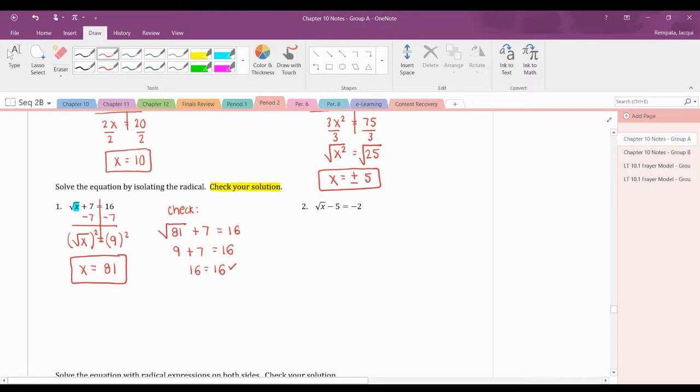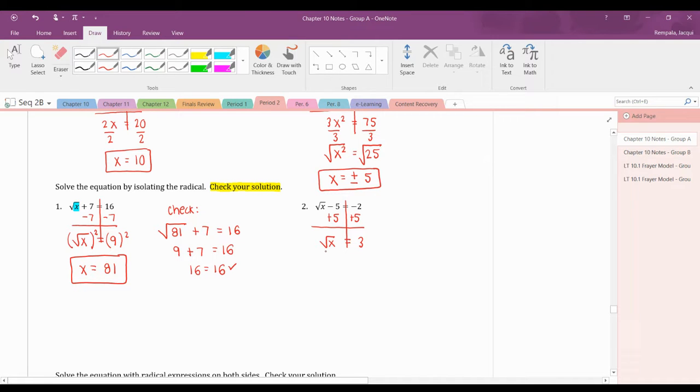In the second example, start off with the same thing. We have the square root of x minus 5 equals negative 2. Numbers that are outside of the radical need to be moved to the other side so we can get that radical by itself. Because we start with a negative 5, we want to do the opposite. We're going to add. That then gives us the square root of x by itself. On the right side, negative 2 plus 5 is 3.